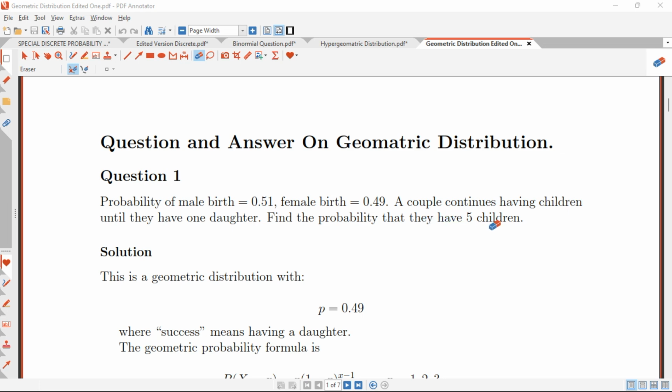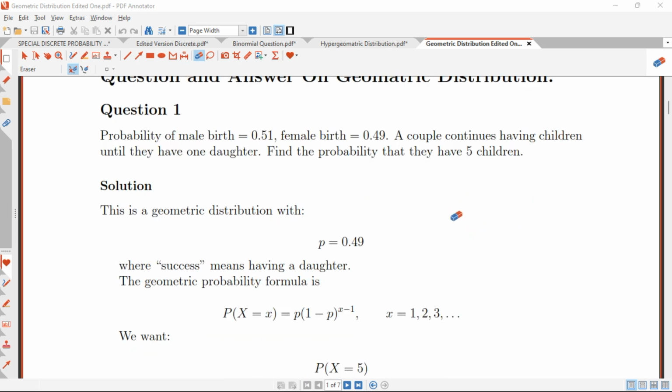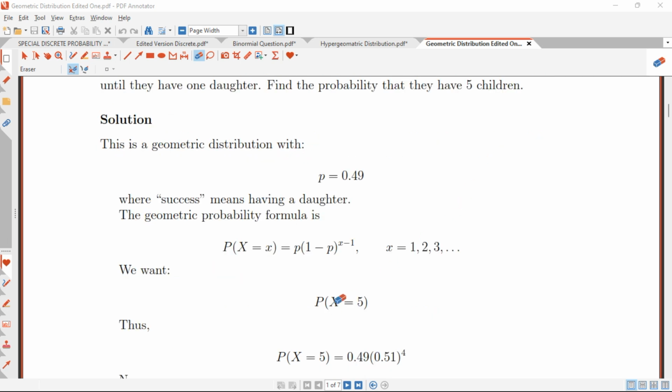Okay, so here, since we are talking about until they have their first daughter, we are going to use the probability for the female birth, which is 0.49. That will be the success. And the question says you should find the probability that X is equal to 5. But we have our PMF to be equal to p times (1 minus p) all raised to the power x minus 1, because we observe the number of trials until we got our first success.